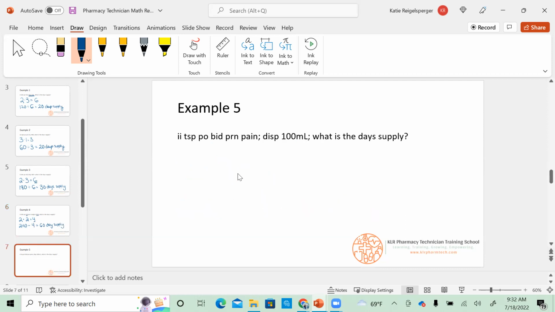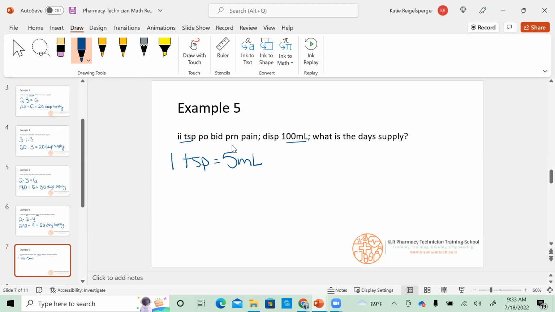This one says, take 2 teaspoons by mouth twice a day as needed for pain. Dispense 100 milliliters. What is the day's supply? Now, this one is a little bit different. Because we have milliliters where it says dispense, and we have teaspoons here, we need to convert this teaspoons to milliliters. So first of all, we have to know our conversions. We need to know that 1 teaspoon equals 5 milliliters.